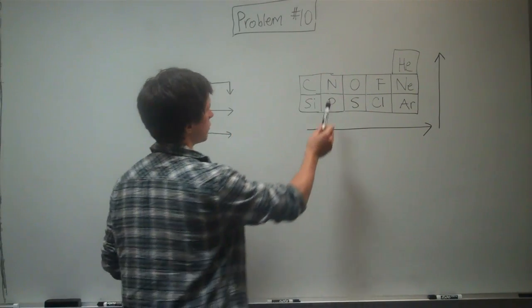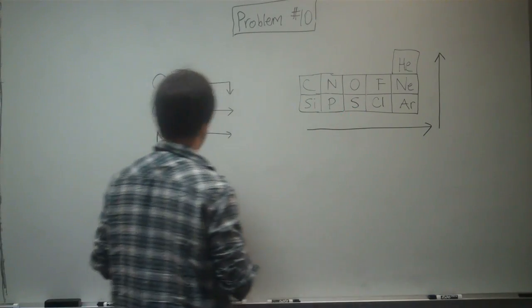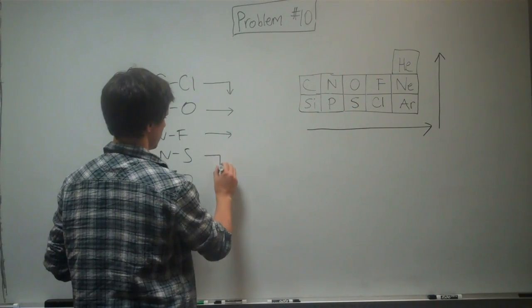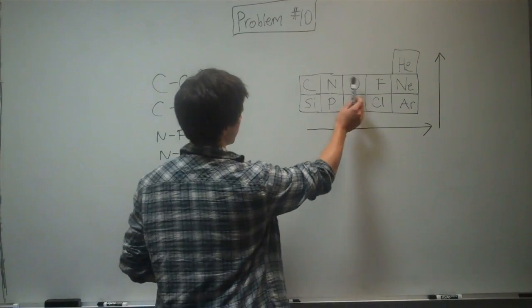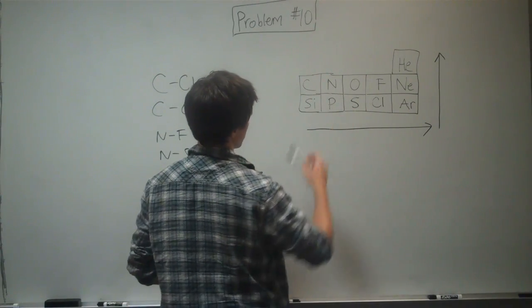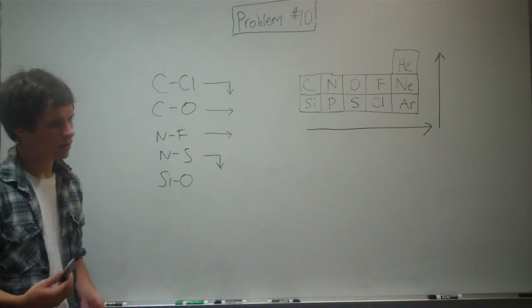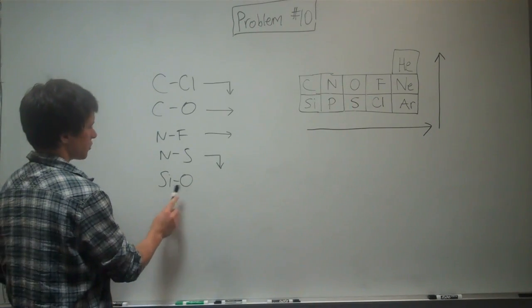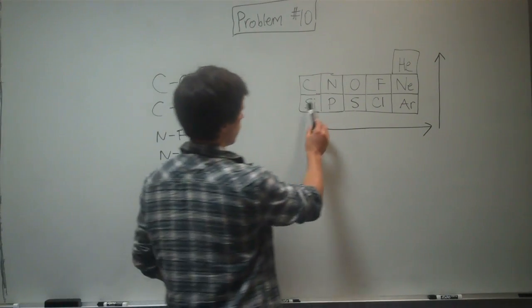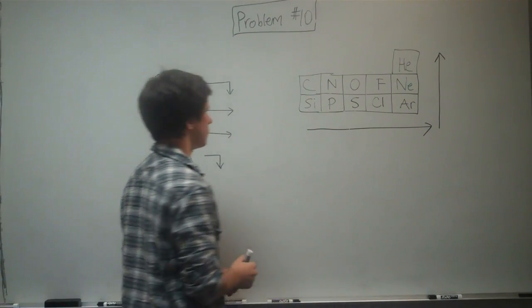N to S, go over and then down 1. So you're increasing the electronegativity, but then you're decreasing it by going down. So it could still be polar. This last one, Si to O, you go over 2 and then up 1.